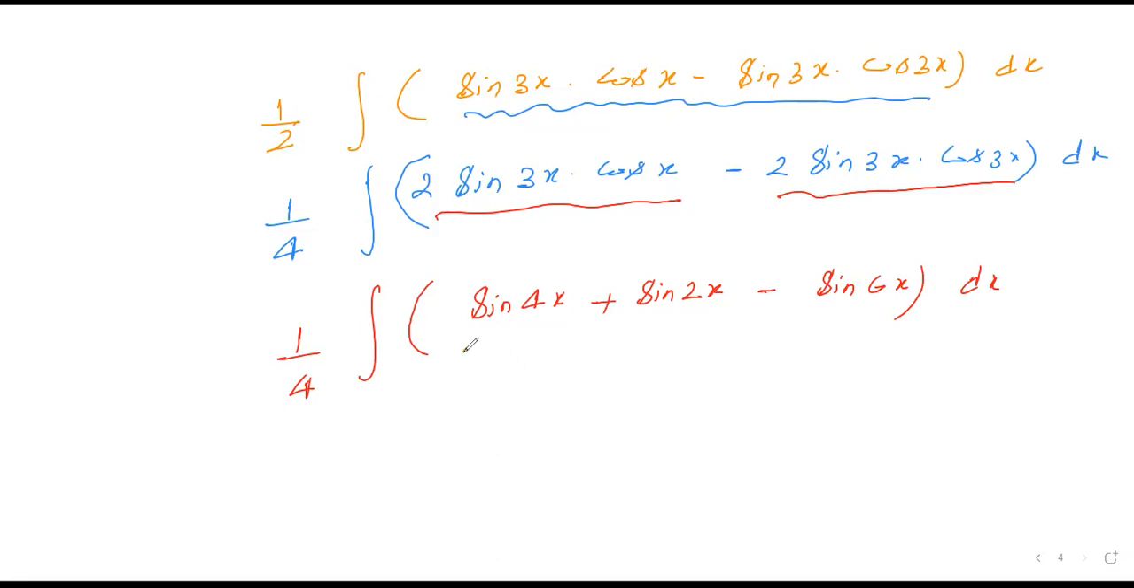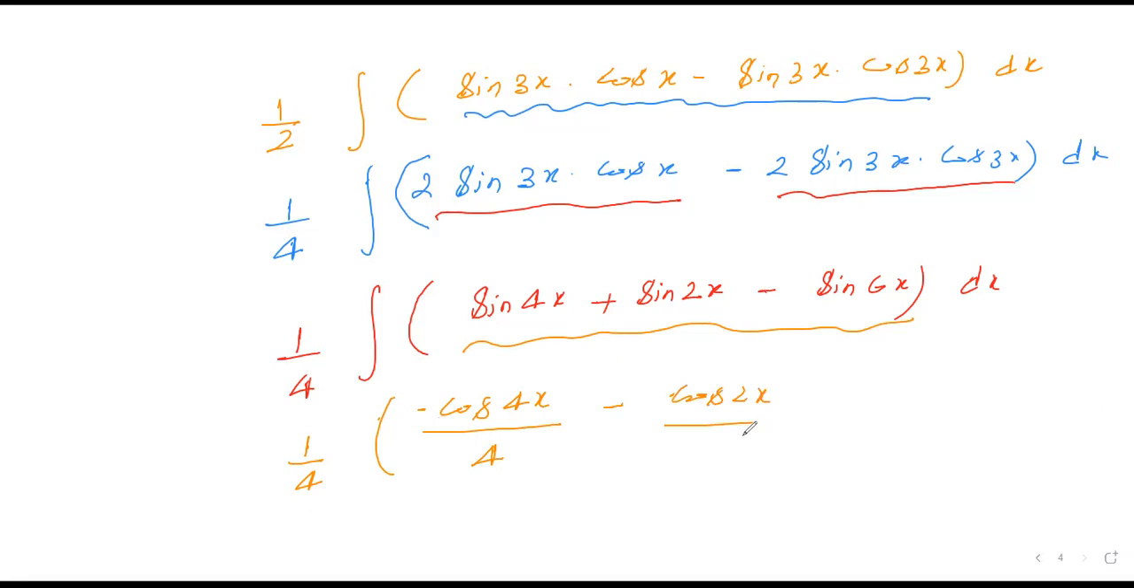Okay, now you get your standard format. It is in the format of the standard formula, so you can directly integrate this one. It is 1 divided by 4 integral. So integral of sine 4x is minus cos 4x divided by 4. Integral of sine 2x is minus cos 2x divided by 2. And integral of minus sine 6x is plus cos 6x divided by 6.